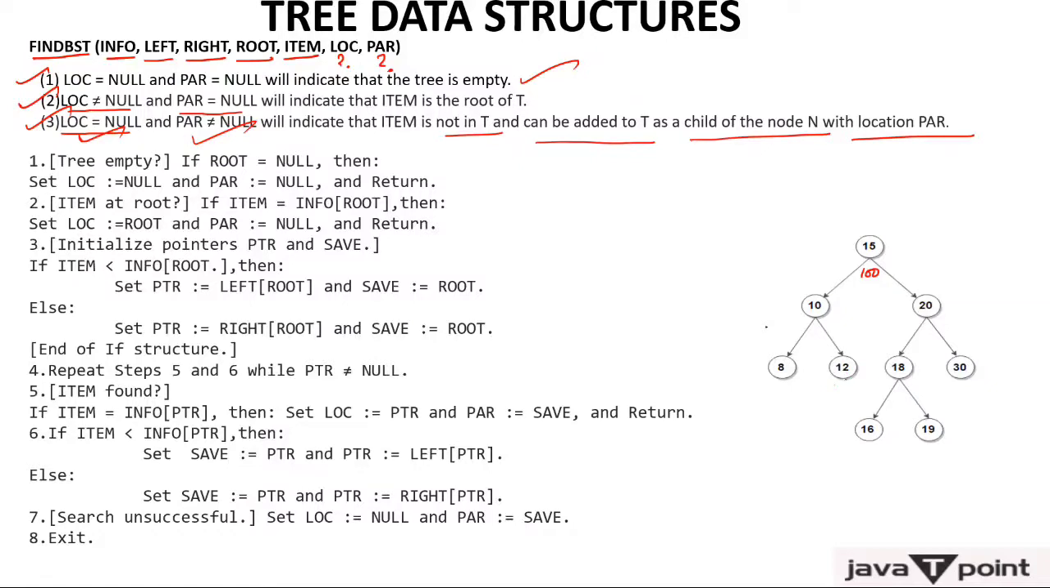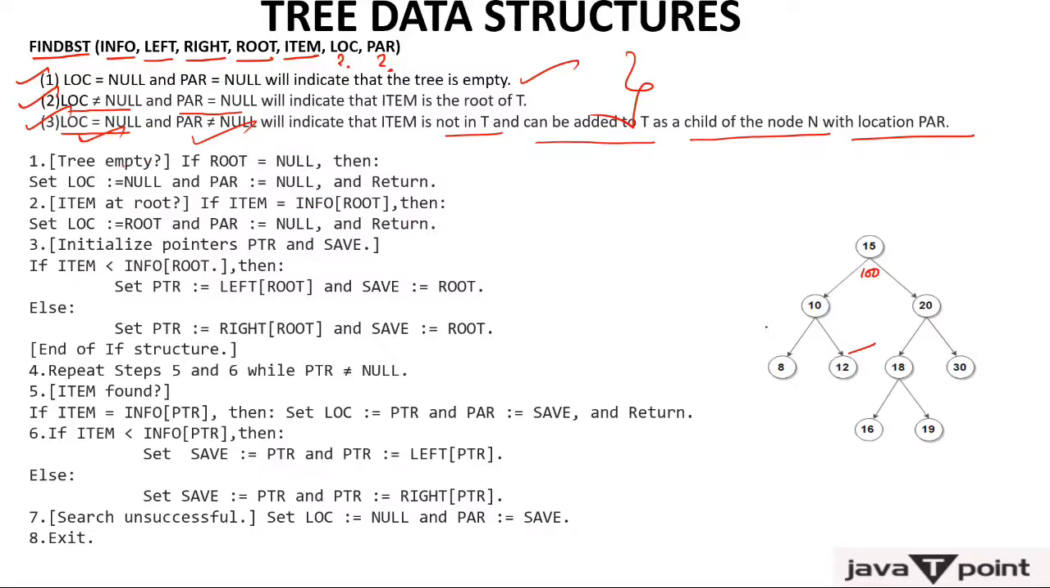If you're searching for, suppose I gave you an example, you're searching for 13. So the location of 13 is null, but the parent is what? 12. And whenever that 13 comes, it will acquire the parent, it will always be a child of what? 12. Fine. Okay. So on the basis of these three conditions, I'm starting my algorithm.